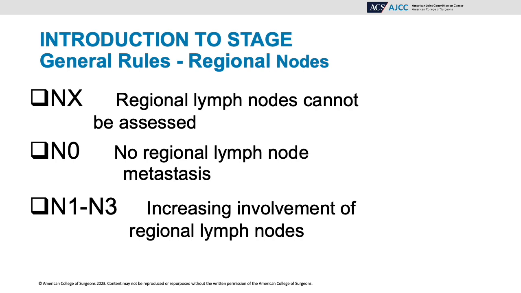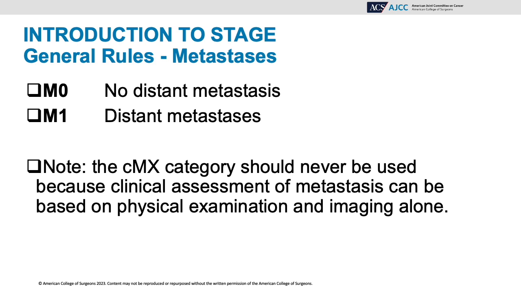NX means regional nodes cannot be assessed. N0 means there are no regional lymph node metastases, and N1 to 3 is used when there's increasing involvement of regional lymph nodes. M0 is there are no distant metastases, as best we know. M1 is there are known distant metastases.